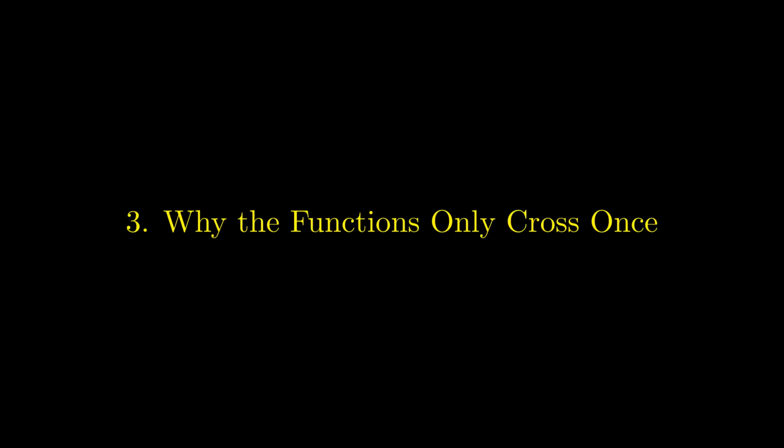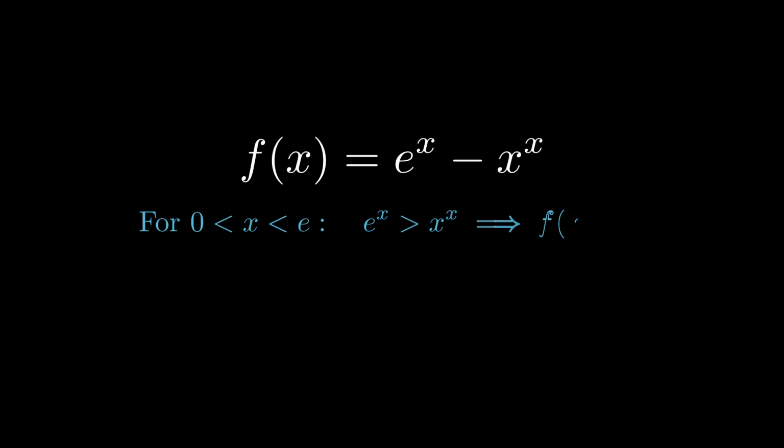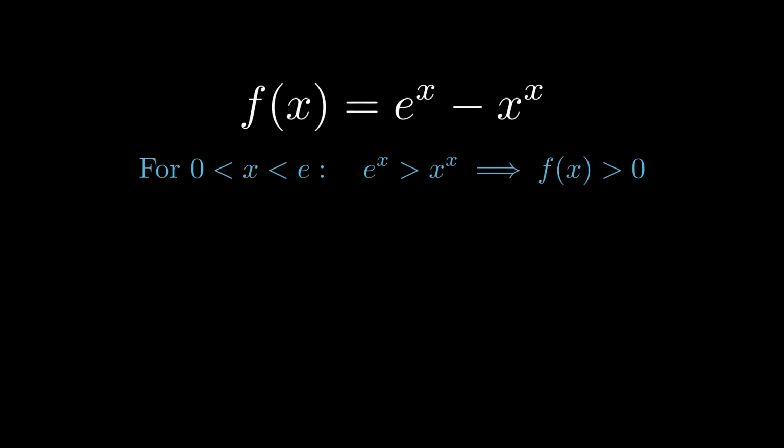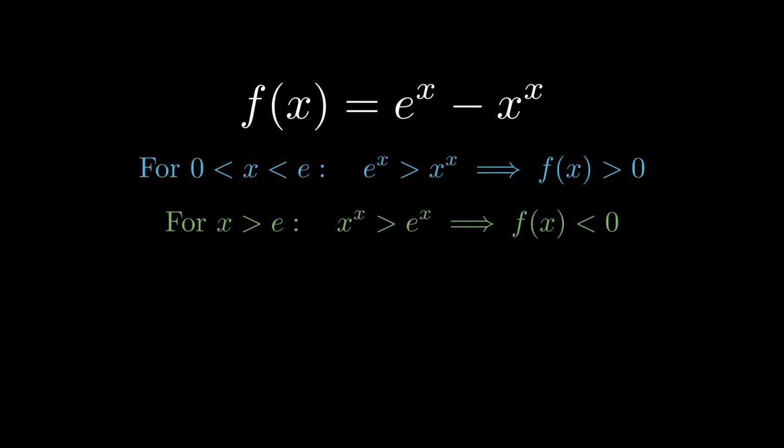Finally, let's think more carefully about why there's only one intersection. Going back to our function f of x, which measures the difference between these two curves, when x is between 0 and e, e to the x is bigger than x to the x, so f of x is positive. But when x is greater than e, x to the x overtakes e to the x, making f of x negative.